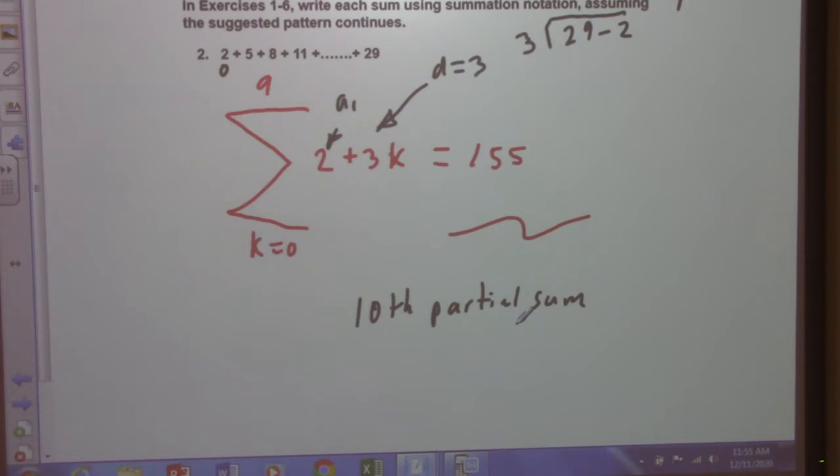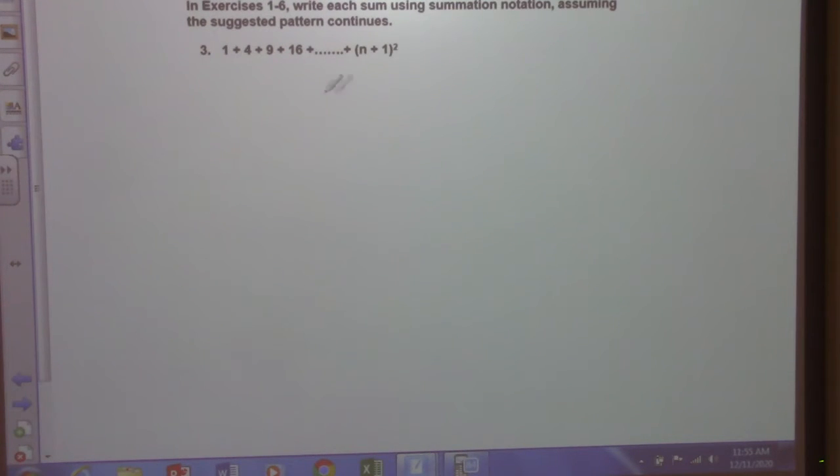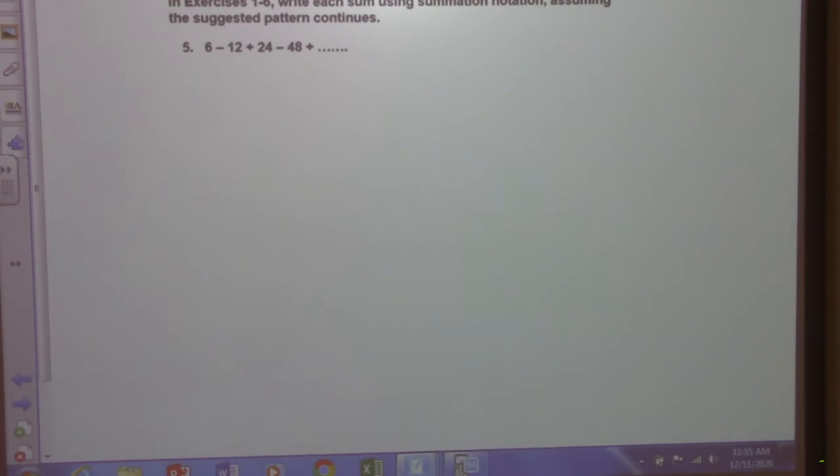Okay, does that halfway make sense? Okay, so let's go on. We're going to do as many of these, like I told you, as we can. Okay, I want to skip 3, skip 4. Okay, let's look at 5.